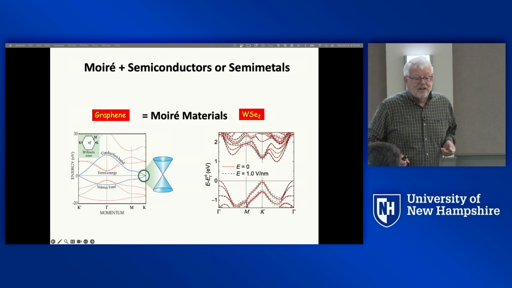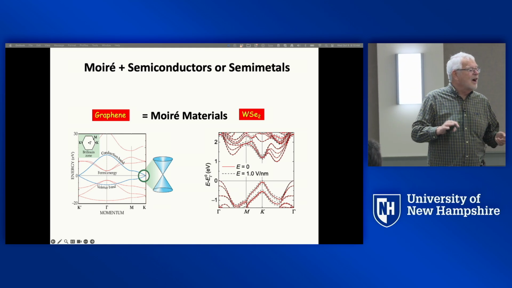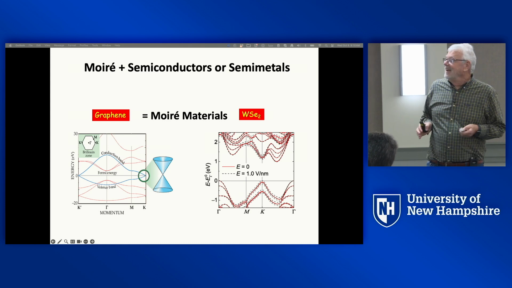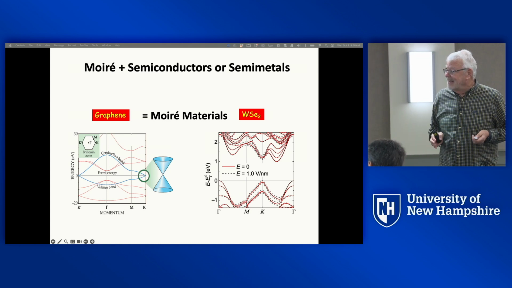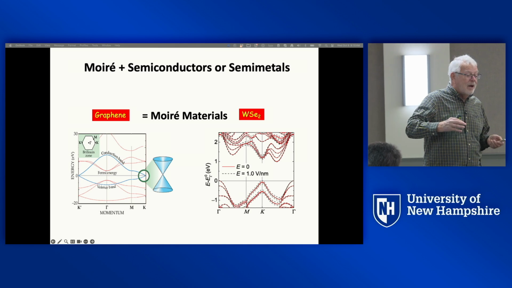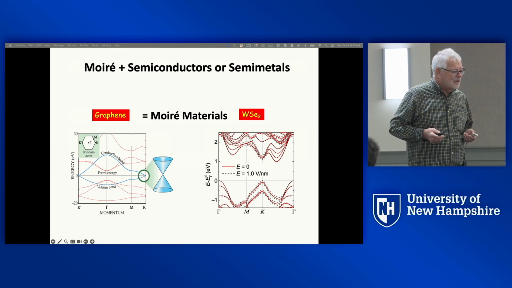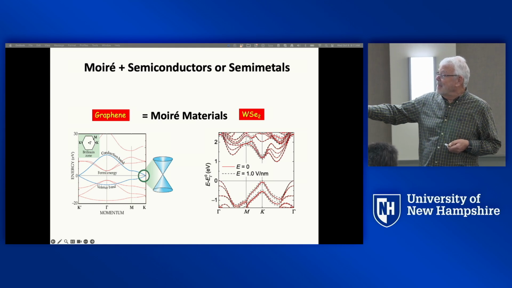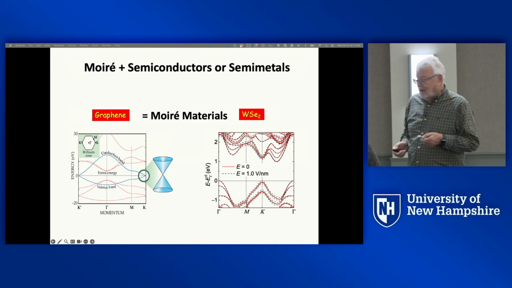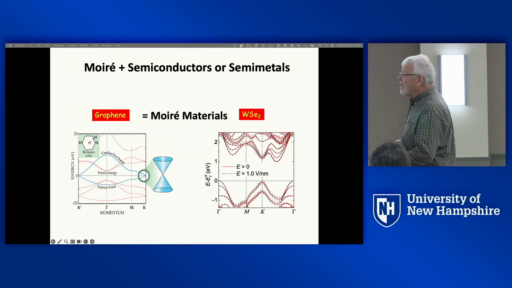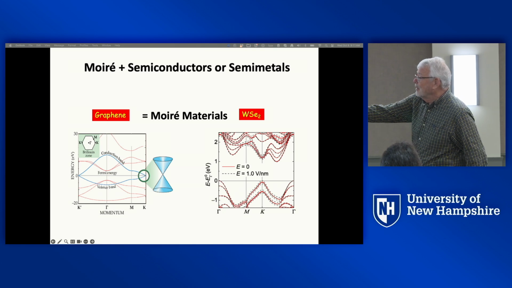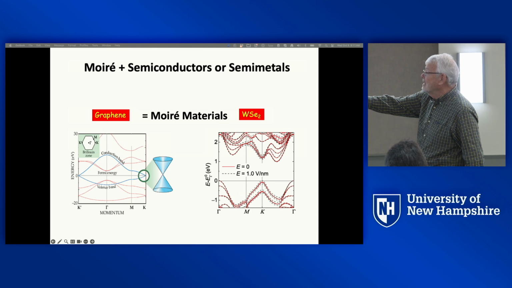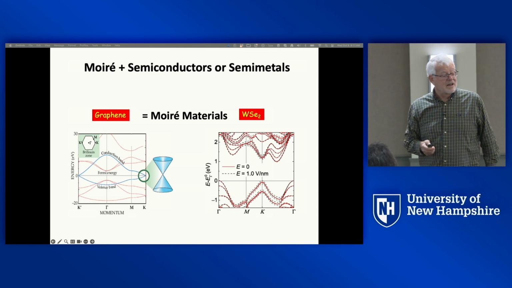Second thing that's important, and which I will talk about in a lot of detail, is that this trick of making an artificial periodic Hamiltonian only works if the starting material is either a semiconductor or a semi-metal. The reason that's important is, I'm showing here the materials that I will talk about mainly: graphene, honeycomb lattice of carbon atoms, and transition metal dichalcogenides, of which tungsten diselenide is one example.